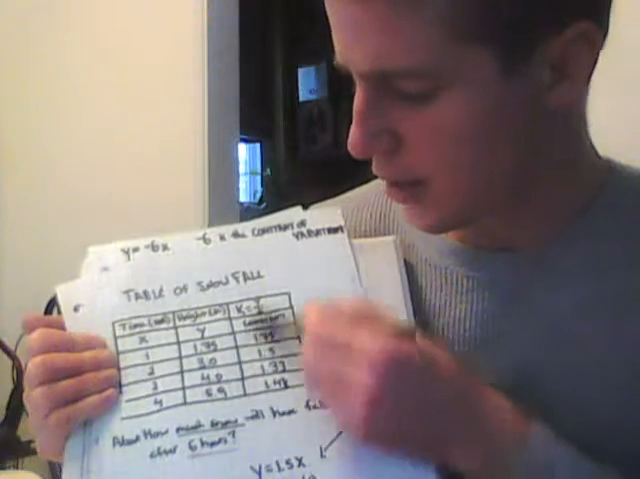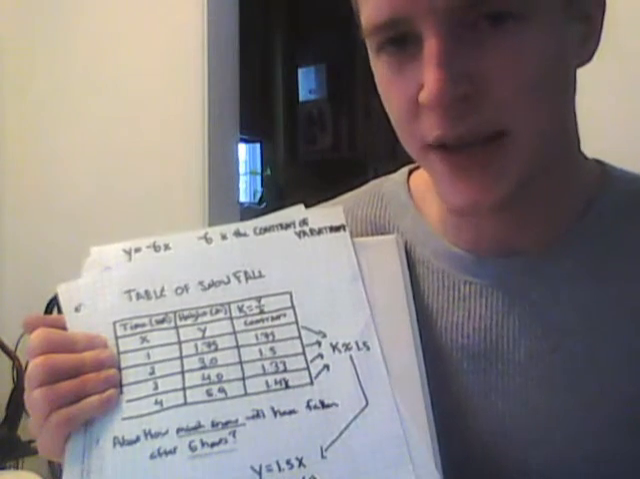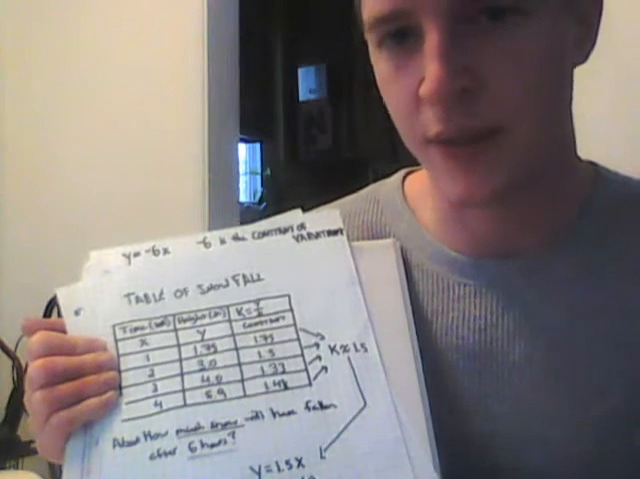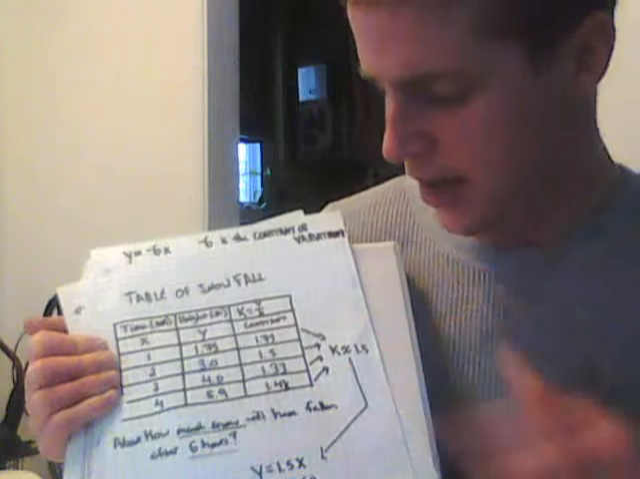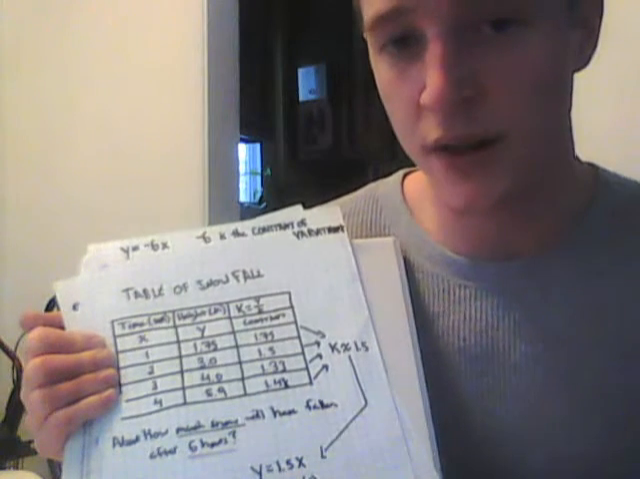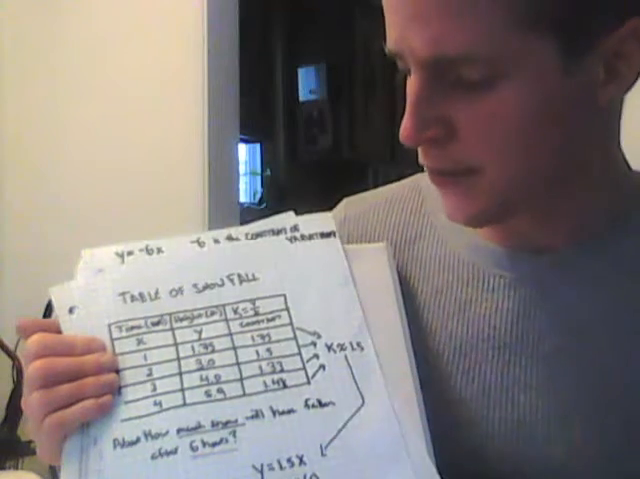Now you'll see that our constant of variation isn't always the same, but we can estimate. You know, snow doesn't always fall at the same rates. So we can estimate this. This is all about 1.5. So we're going to call our constant about a 1.5 is our constant of variation.